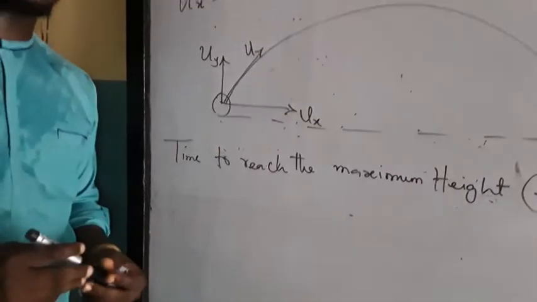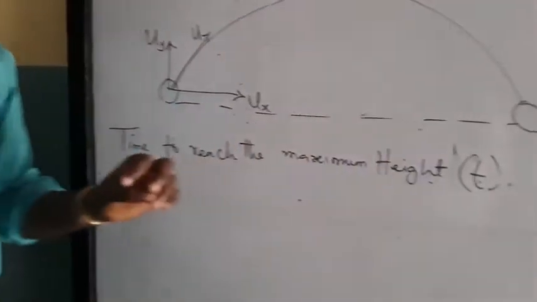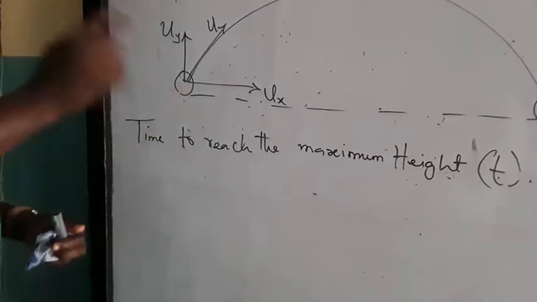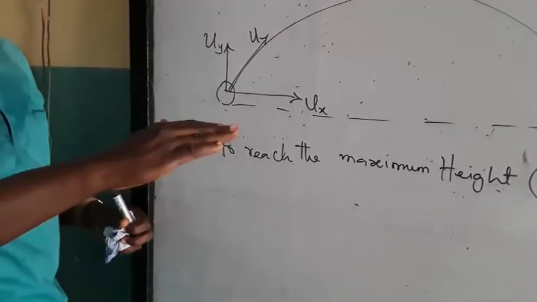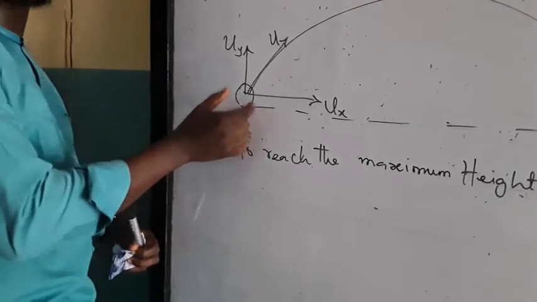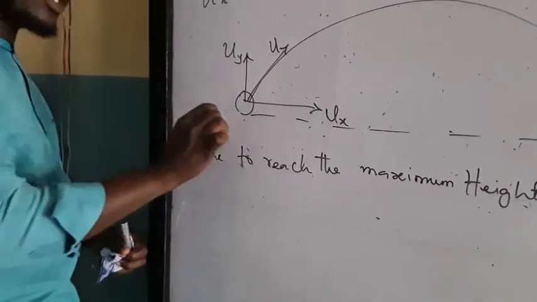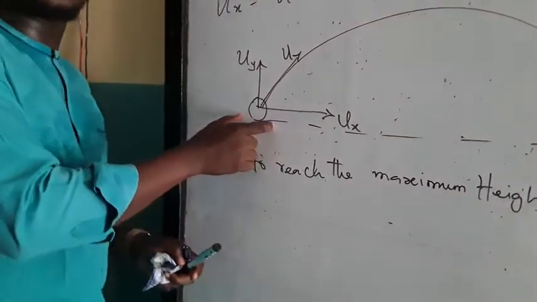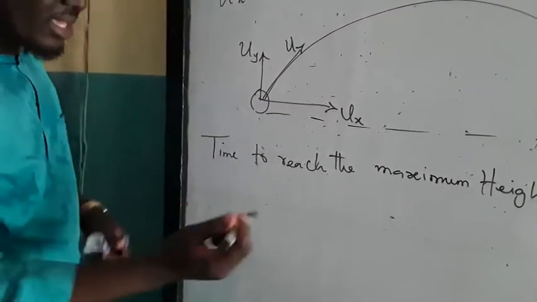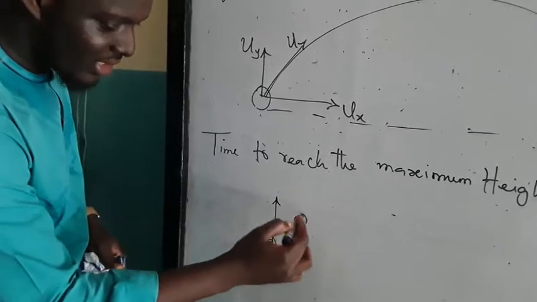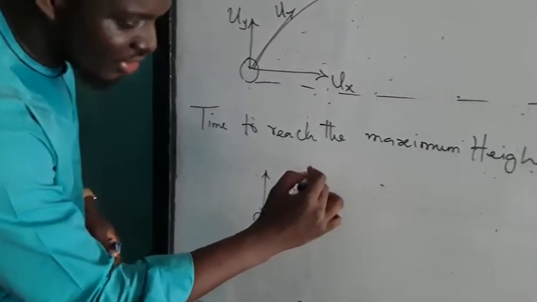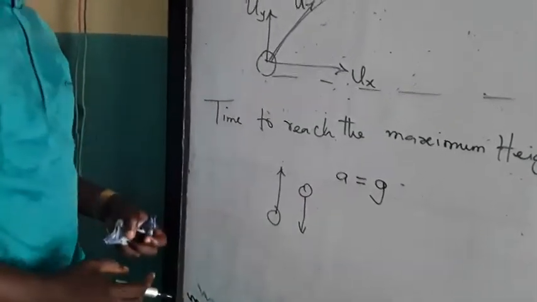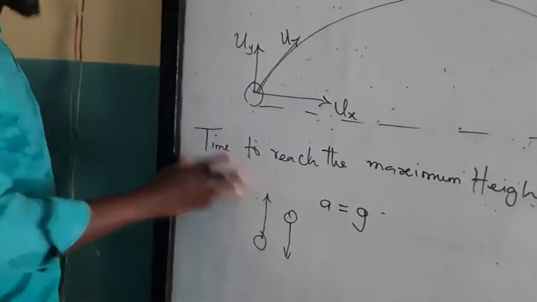Now, from the previous class, I showed you that for horizontal, the linear acceleration is equal to zero. So we don't need the linear acceleration when a body is displaced either vertically upward or downward. The linear acceleration changes to acceleration due to gravity. When a body is displaced upward or downward, your linear acceleration A changes to G. Note that, acceleration due to gravity. So how do we work this out?